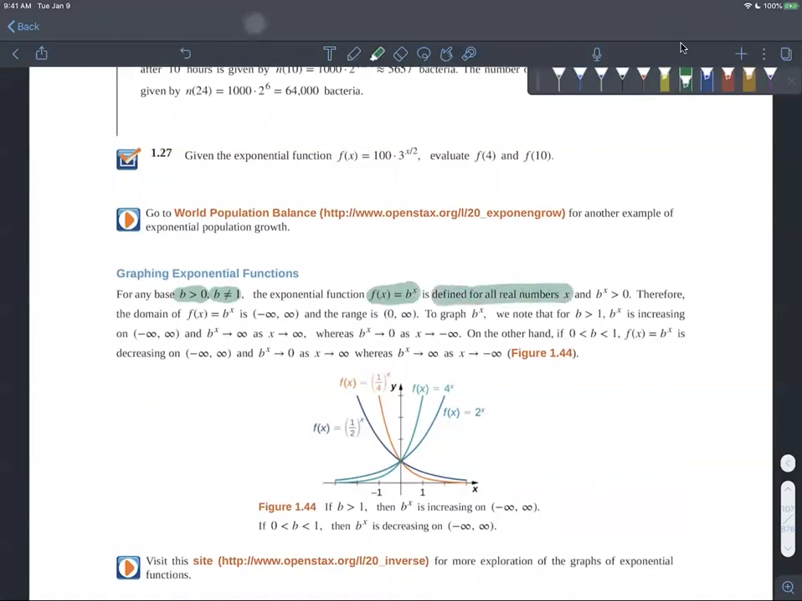So that means its domain is going to be all real numbers. The domain of f of x equals b to the x is all real numbers. And then we're told right here that b to the x turns out to be larger than 0 for any value of x. And if b to the x is larger than 0, it turns out that the range is from 0 to infinity. You can see that in these graphs below.